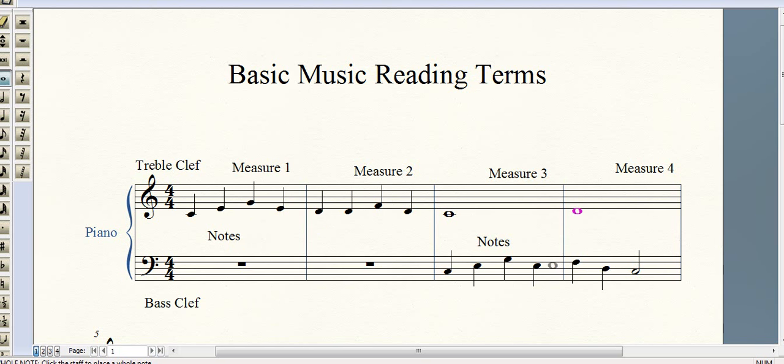All of these things down here are called notes. These are notes up here. This is the treble clef here. This is the bass clef here.